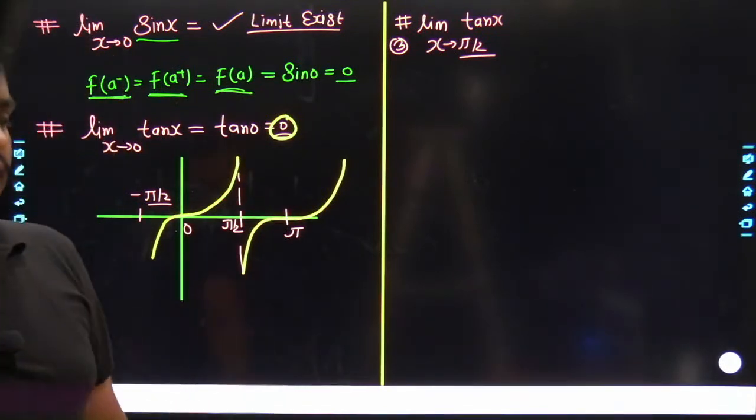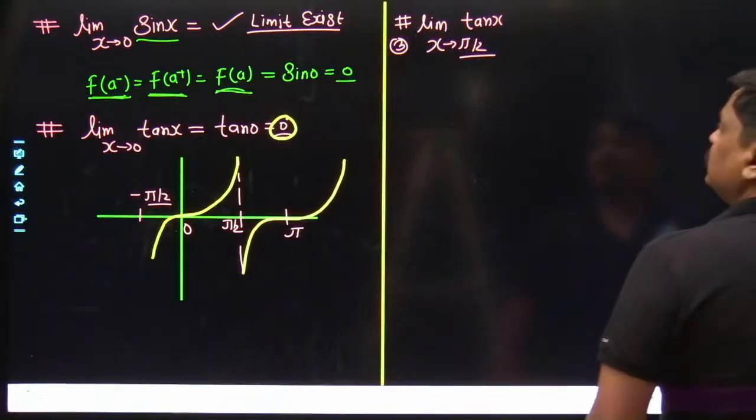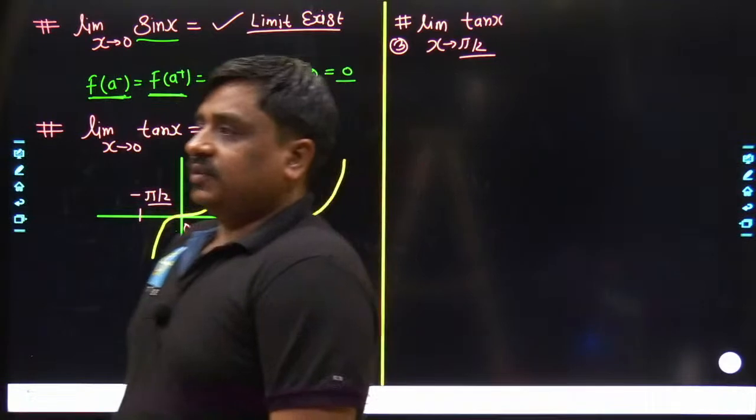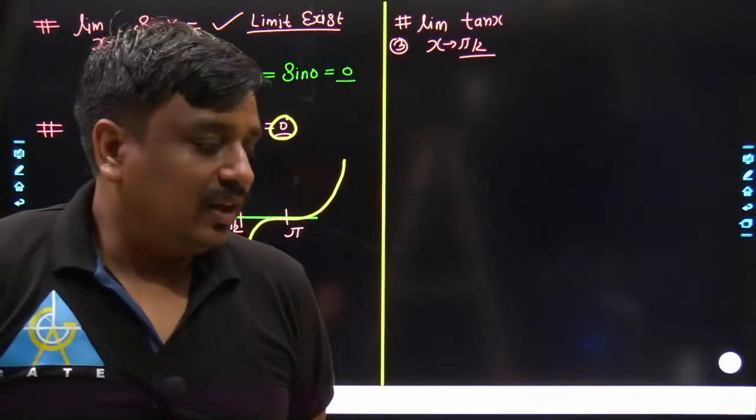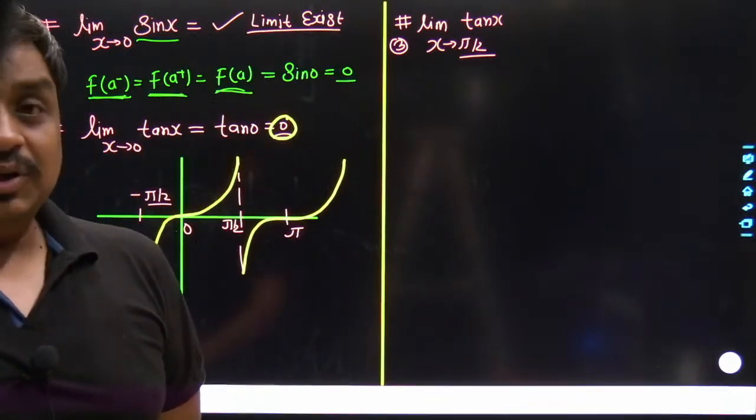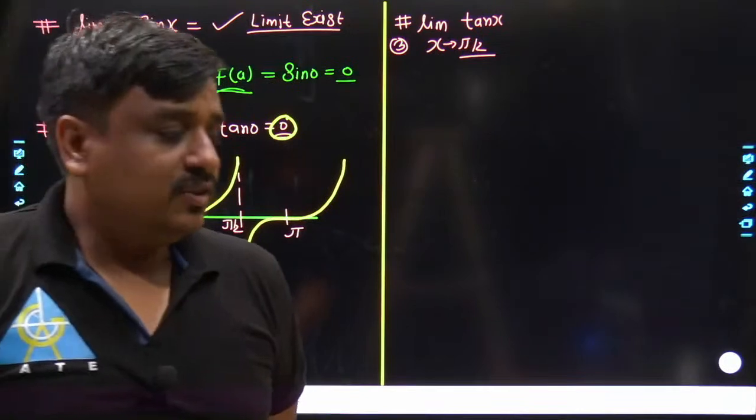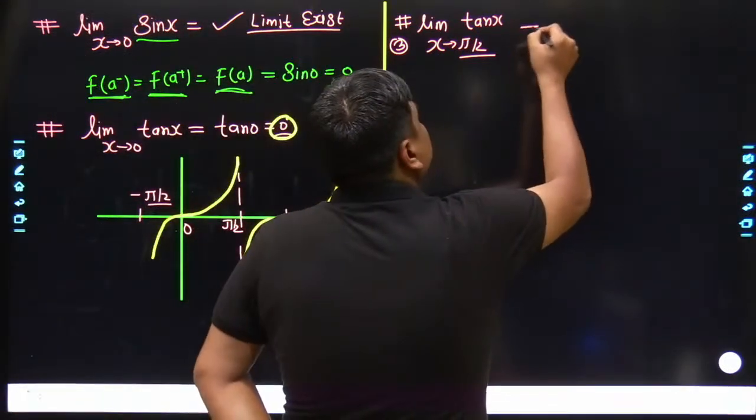Anyone else who would be able to guess the bestmost answer for the limit x tends to pi by 2, tan of x? I want at least one more reply, so I'll have a fair idea that you are able to visualize the basic concept dealt so far. My dear friends, the limit does not exist. The limit does not exist.